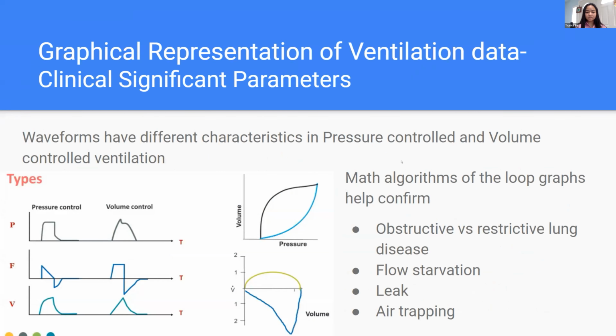Waveforms have different characteristics in both pressure-controlled and volume-controlled ventilation, which we accounted for as we created volume pressure and flow volume loops. And the math algorithms on these loop graphs help confirm whether the disease is obstructive versus restrictive, and if flow starvation, leak, and air trapping is occurring.